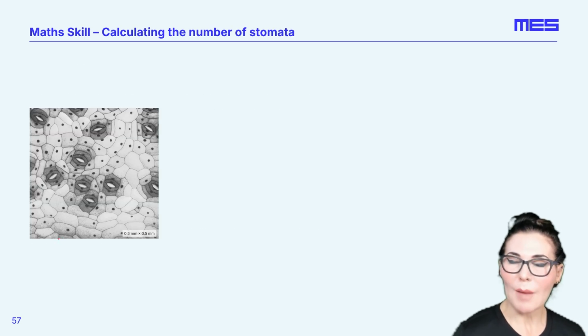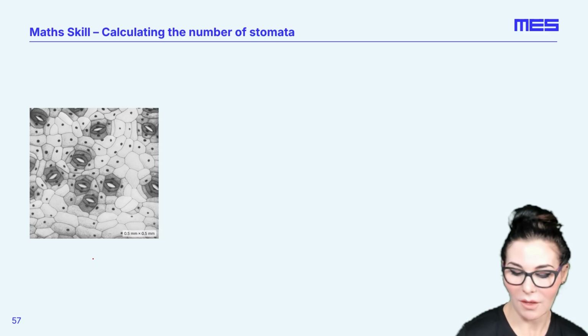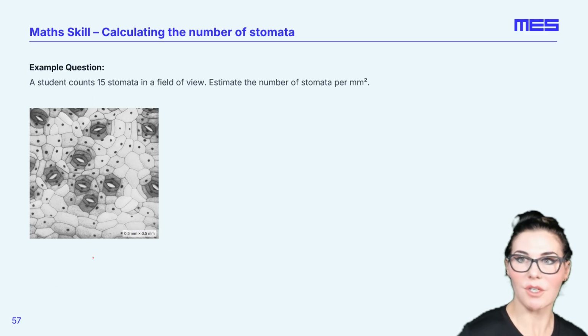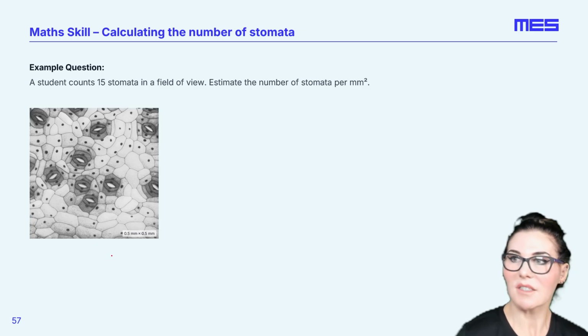Bit of a maths application now. Now and again you might be given a question which requires you to calculate the number of stomata in a field of view. So here's our question. A student counts 15 stomata in a field of view. This is a square field of view, not a round one as you quite often see under the microscope. Your job is to estimate the number of stomata per millimetre squared.